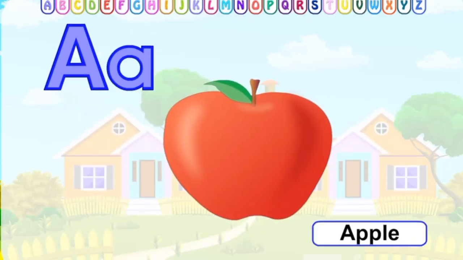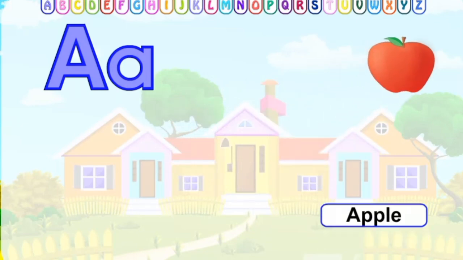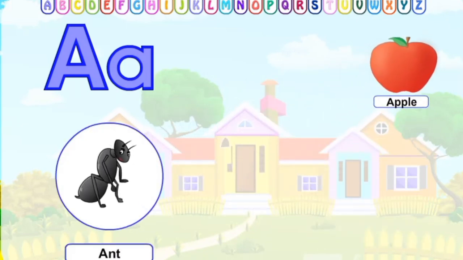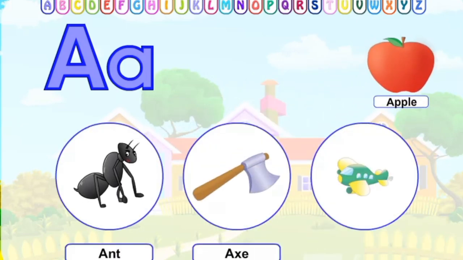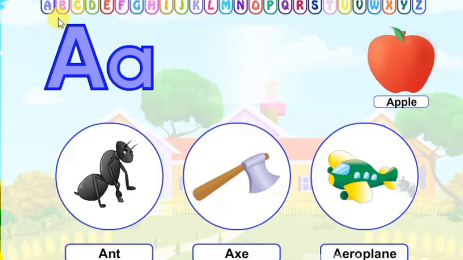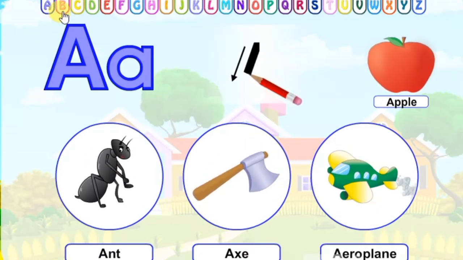Apple, ant, axe, aeroplane. Join the dots to make A.